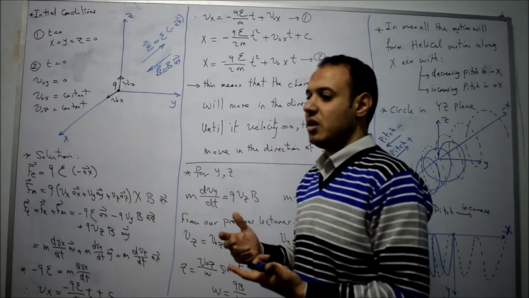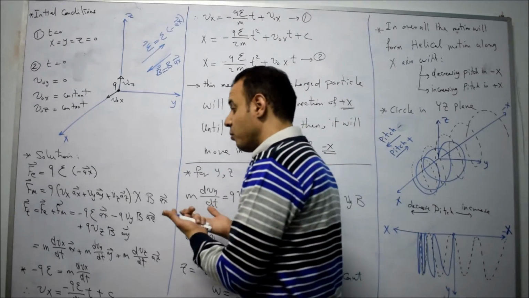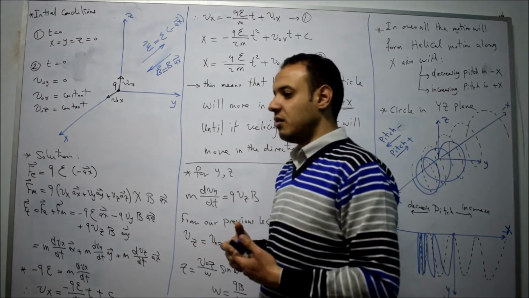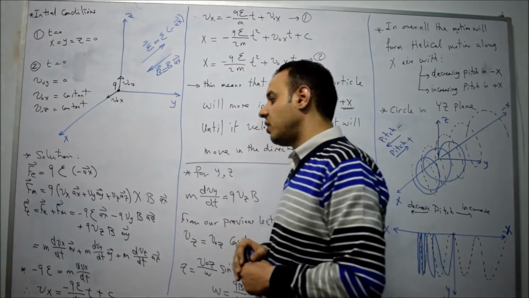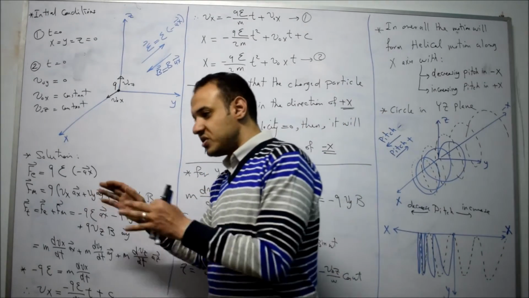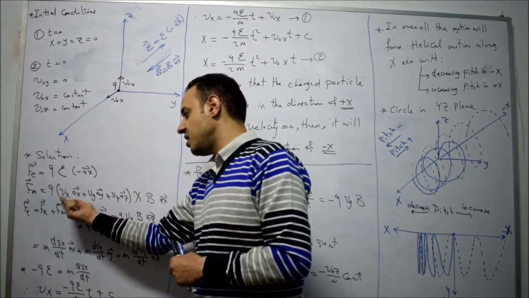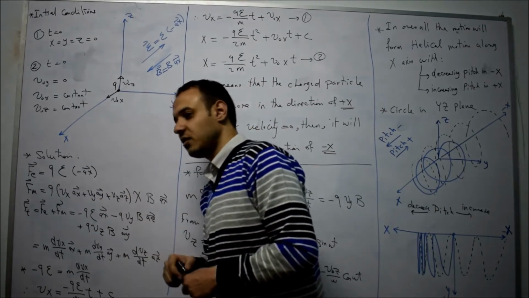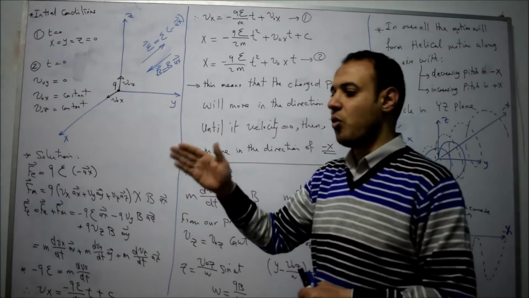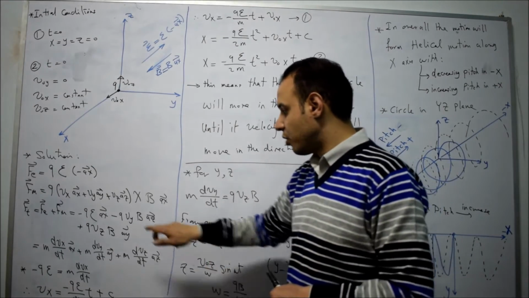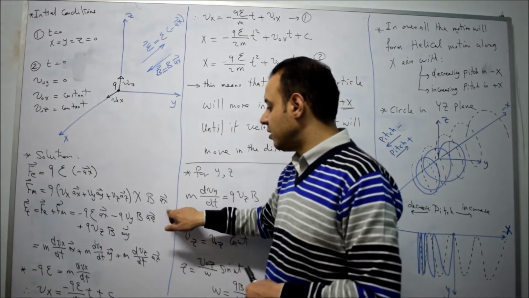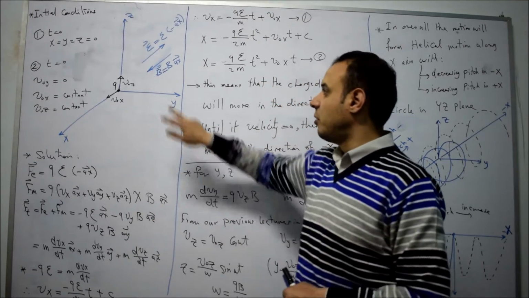Since we don't know yet the motion of this particle, its directions, we will assume a general term for the velocity with three components: Vx, Vy, Vz. Three components, one in x, one in y, and another one in z directions. Cross product B in the direction of x, the magnetic field.